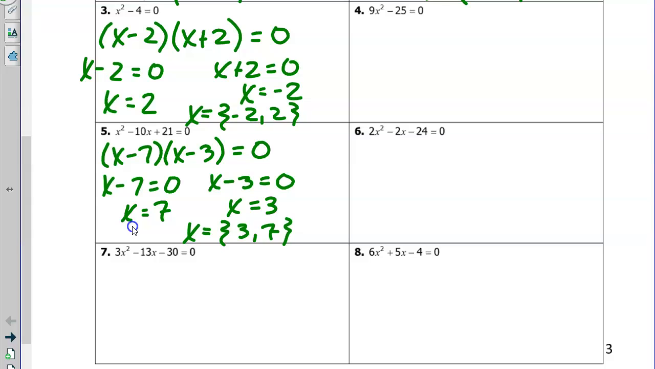Why is x minus 7 equals 0 a positive sign? If I were to plug 7 back in, it would be 7 minus 7 equals 0, which is a true statement. Negative 7 minus 7 would give you negative 14.